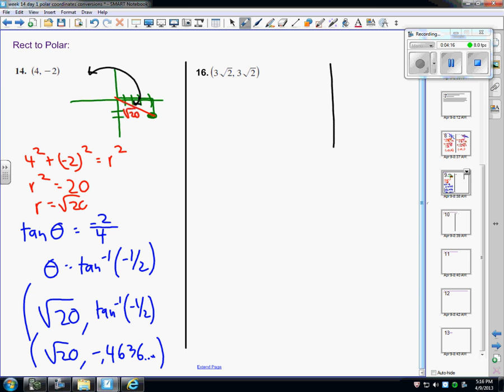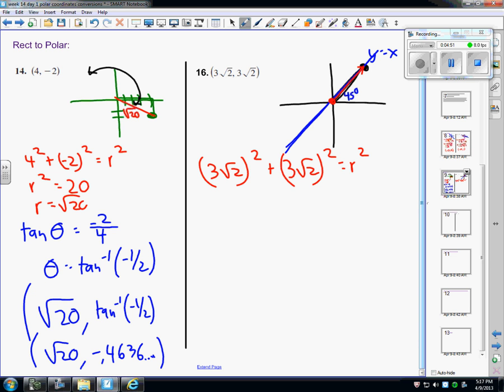Okay. This next one, symmetric x and y values. So that should scream to you that this is a 45 degrees. This is right on that y equals x line right here. Okay. So polar wise, I want to know the length of that, and I want to know the angle, which you already do know the angle, but I'll show you the math for it. So 3 square roots of 2 squared plus 3 square roots of 2 squared equals r squared.